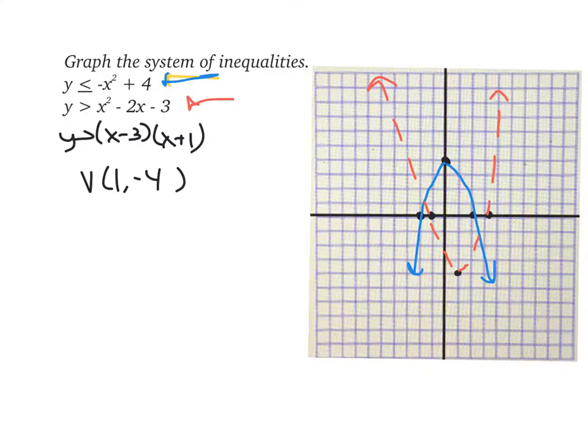Now I've got to shade both of them. For the first one, if I plug in (0, 0), I would get 0 is less than 4. That's true, so I would shade inside the blue, which I'm doing right now. And for the second one, I would also plug in (0, 0), and I'd get 0 is greater than -3. That's also true, so I'm going to shade inside that one too. So the answer to the system, where I would shade twice, is in between these two parabolas, in this section right there. Make sure you notice that one of them is broken and one is solid.